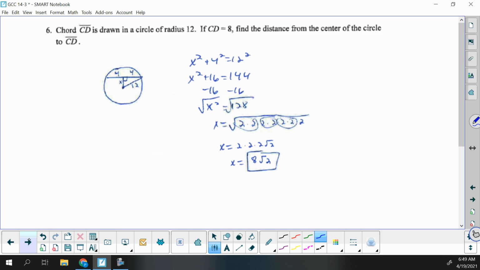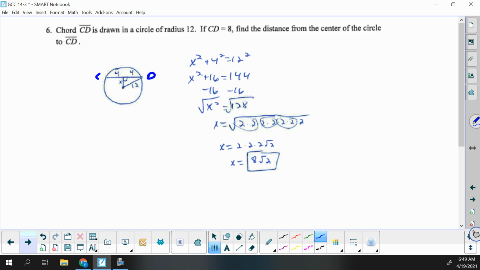In 6, we had to draw the picture, which makes it a little bit trickier. The distance to the center of your circle just ends up being the same picture that we've done in the last 2, because we would need it perpendicular. So you've got the chord there, CD. So here's maybe C, here's maybe D. It's 8, so it gets split in half, 4 and 4.